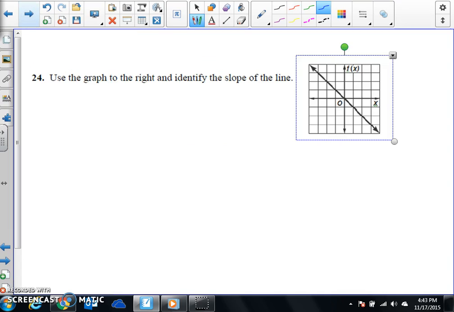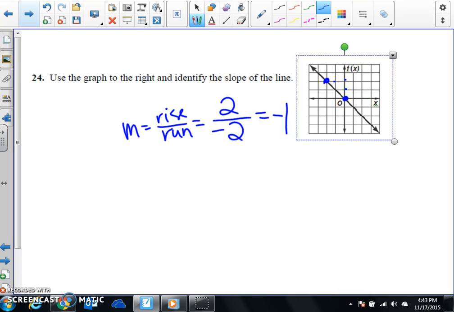Use the graph to the right to identify the slope of the line. All right, so I'm going to pick this point and that point. Why not? Okay, so m equals rise over run. So I rise 1, 2. I run to the left 1, 2. 2 divided by negative 2 is negative 1.